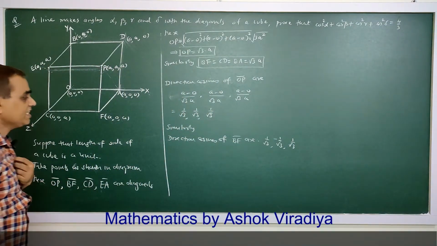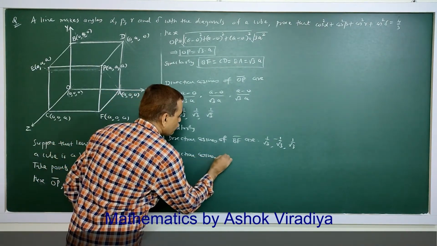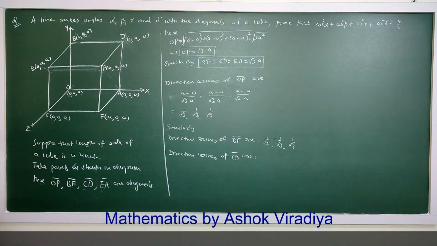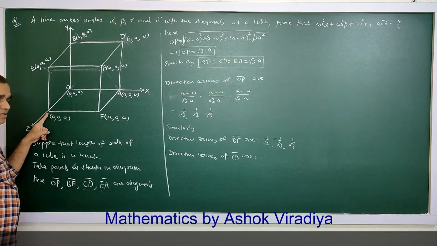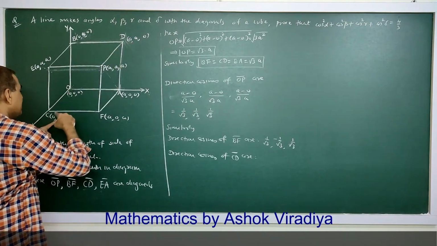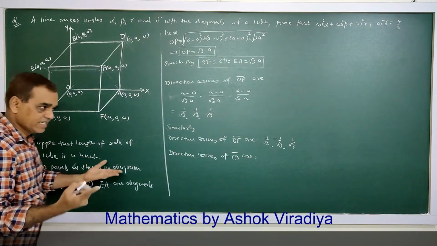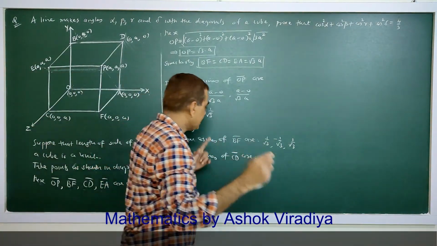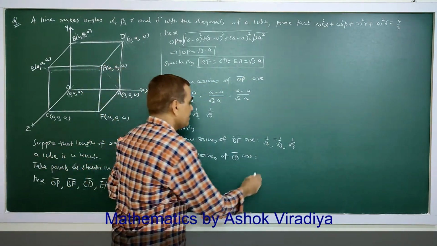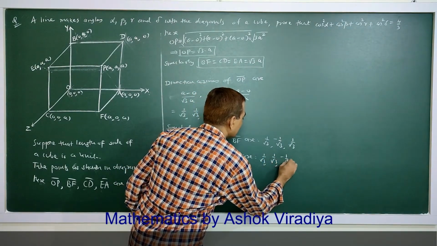Direction cosines of CD. Now look, this is C, this is D. So direction ratios are a minus 0, a minus 0, 0 minus a, that is a, a, minus a, dividing by length. So it will be 1 by root 3, comma 1 by root 3, minus 1 by root 3.